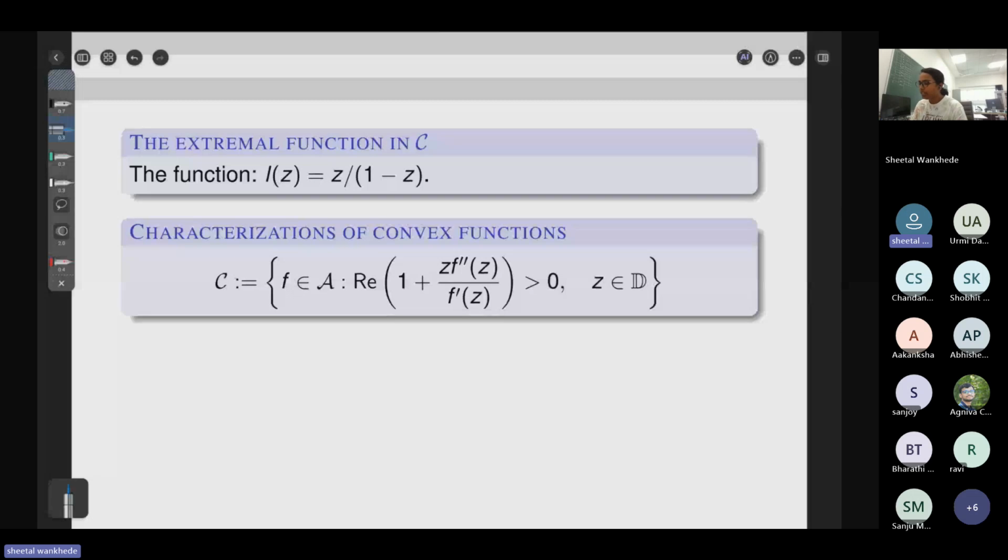Here, this function z by (1 minus z), which we already discussed, plays an extremal role in this class. That means whenever we have some properties for this class, equality holds for this function. There is also a characterization from which we can find which functions are convex or not. When we have a function belonging to this class A, and the real part of 1 plus z f double prime by f prime is positive, then in that case we can say this f belongs to class C.